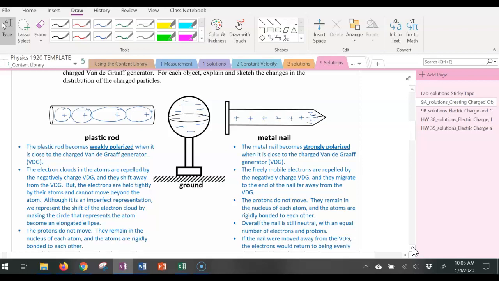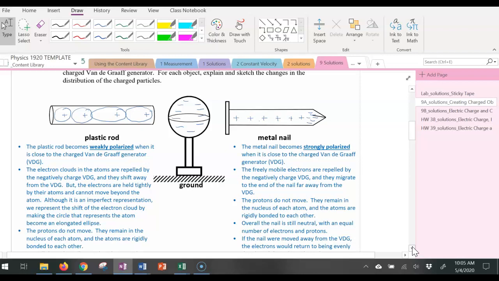And you'll notice that in that ellipse, there's more volume to the left of the plus that represents the nuclei than before. So the ellipse is not centered on that plus sign. It shows it shifting away from the Van de Graaff generator.